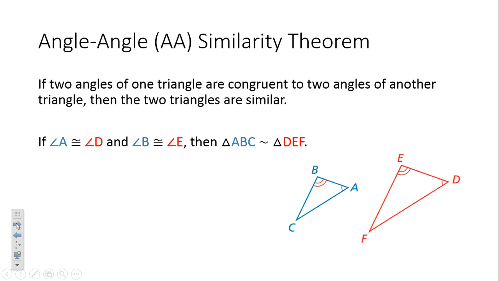So on your notes sheet, write down that if angle A is congruent to angle D and angle B is congruent to angle E, like they have marked on your figure, then those triangles are similar. We only have to get two pairs.